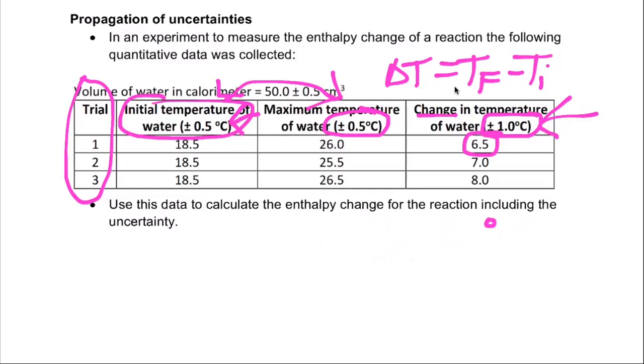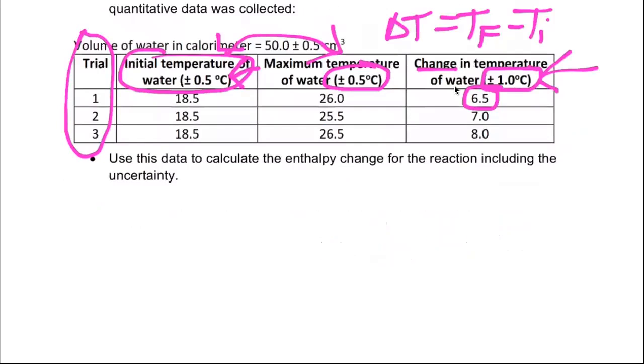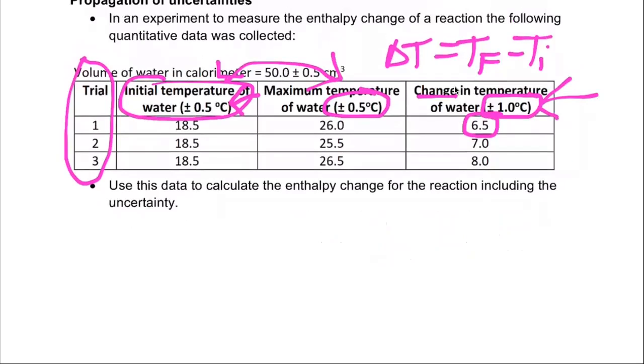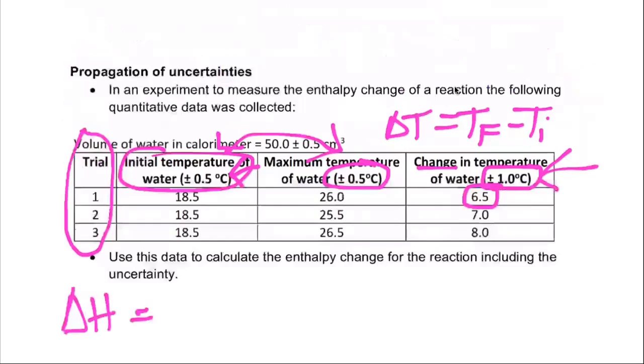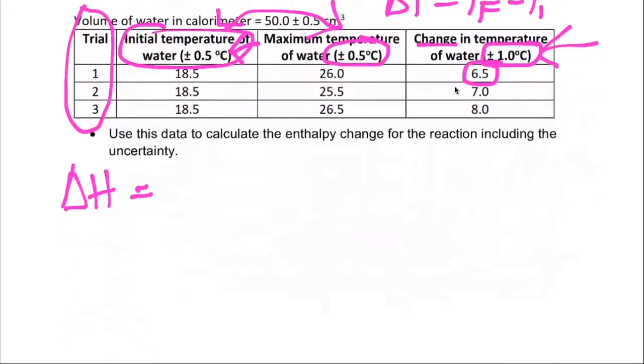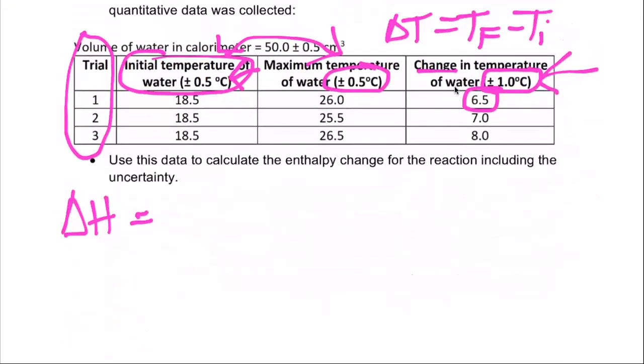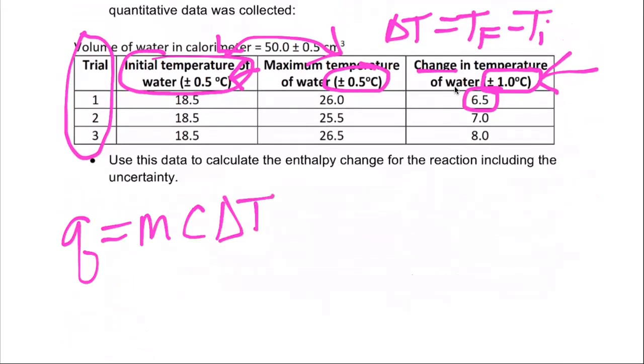So now the question here says, use this data to calculate the enthalpy change. Okay, so hopefully this makes a little more sense now, because we're going to have to calculate delta H, which is, excuse me, we're going to calculate Q, I'm sorry. So Q is, remember, MC delta T. So delta T, they've already calculated. Delta T is over here in this last column. Okay, those are the delta T's.